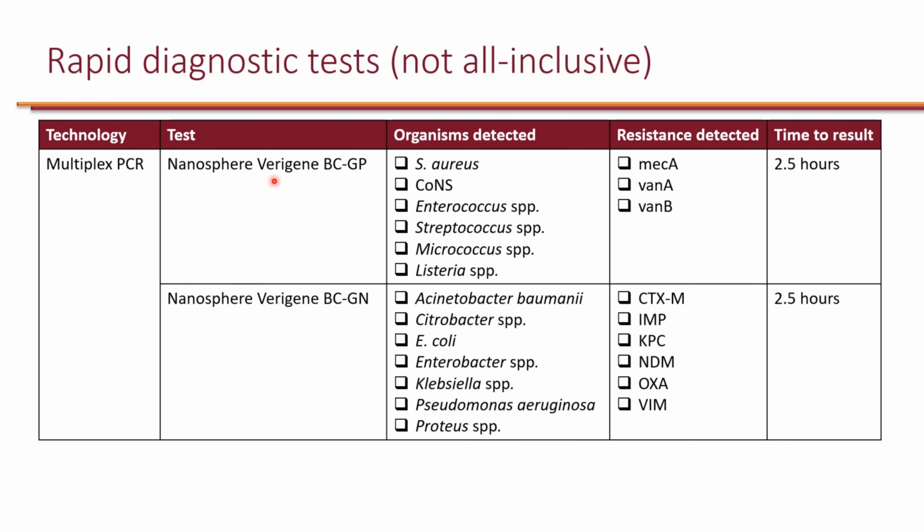Another test that's commonly used is the Verigene test. They have one specifically for gram-positive and one for gram-negative organisms. So these are, again, the organisms that it's capable of detecting, and the resistance genes that go with them. This one takes a little bit longer, but still pretty reasonable. It will tell you the results in about 2 to 2.5 hours.